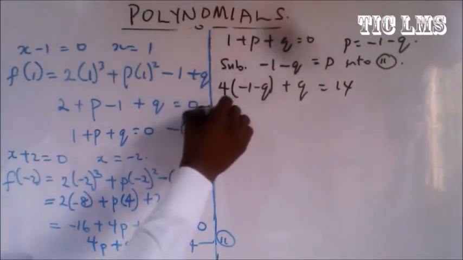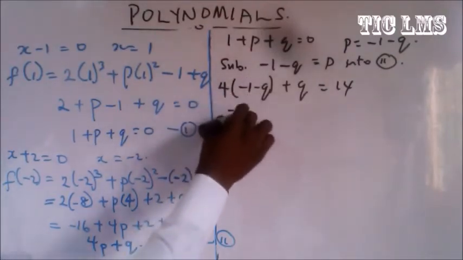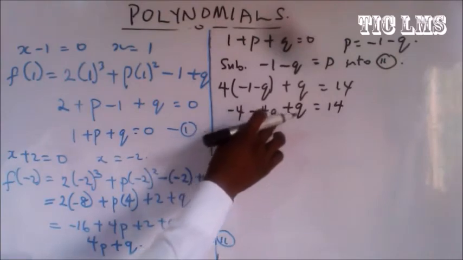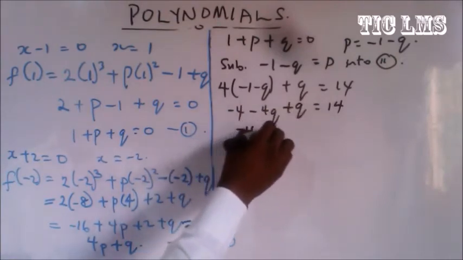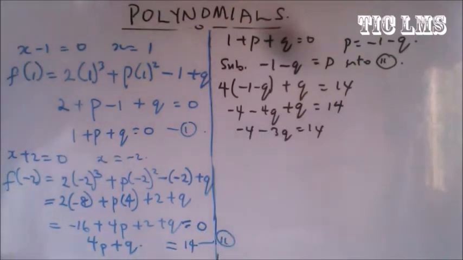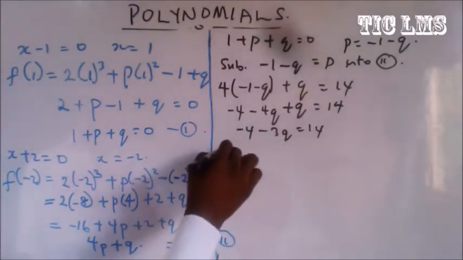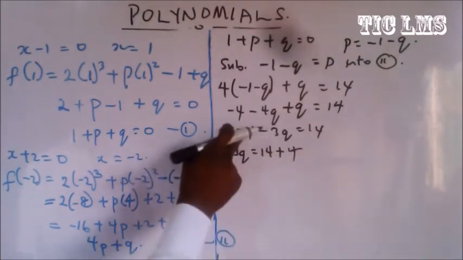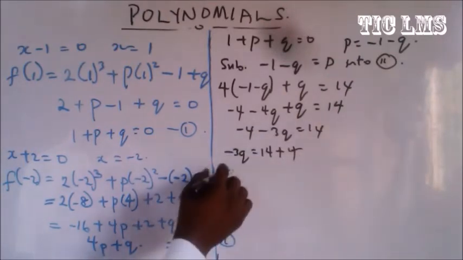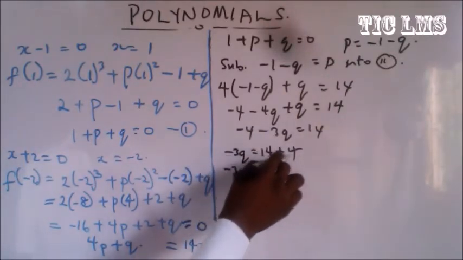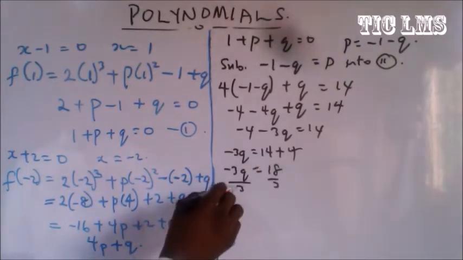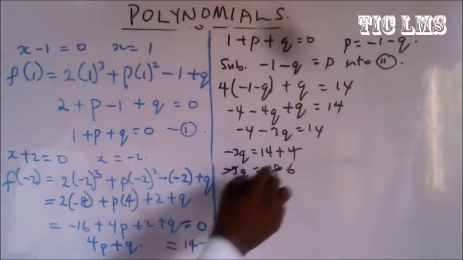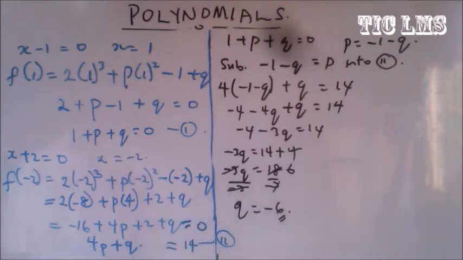4 multiplied by minus 1, that gives minus 4. 4 multiplied by minus q, that's minus 4q plus q equal to 14. Minus 4q plus q, that gives minus 3q equal to 14. And so from here, we have that minus 3q equal to 14 plus 4. Now we've brought this minus 4 over to this side, it becomes plus 4. Here we have minus 3q equal to 14 plus 4, that gives 18. Alright, so we divide both sides by minus 3. Here 3 cancels 3, and we have 6. So q equal to minus 6. So that's the value of q.